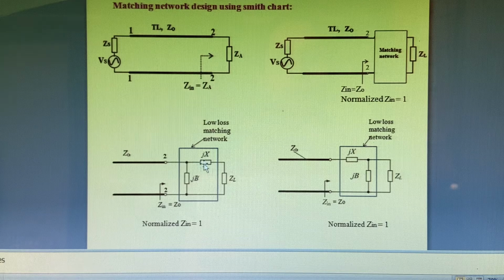To get the values of these reactive elements is difficult through analytical equations, because the length of the equations may be very big, or the numbers may be complex in nature. It is difficult to simplify the equations and get the values of elements added here. So to get the values of these elements, we can use a Smith chart.